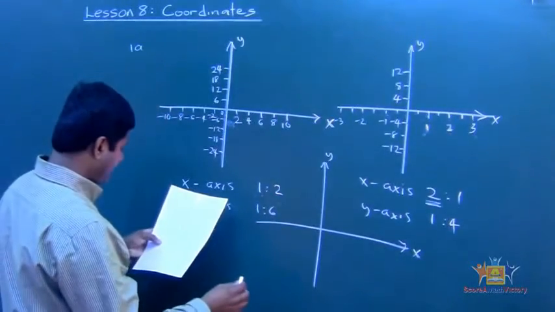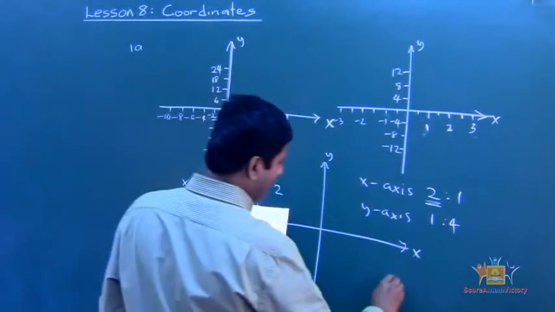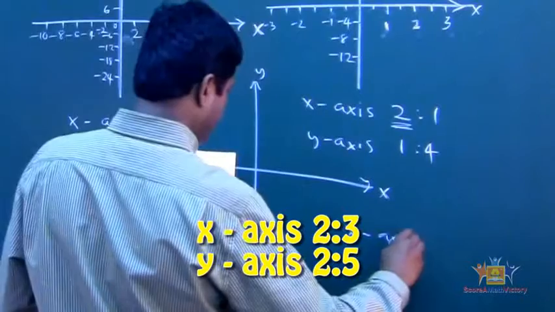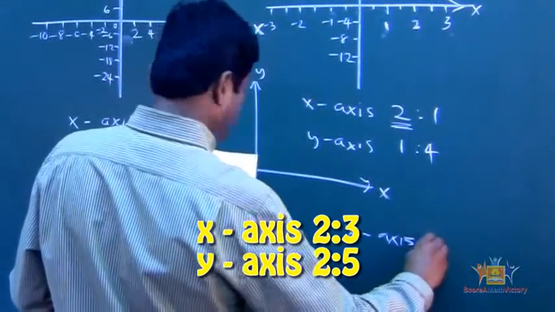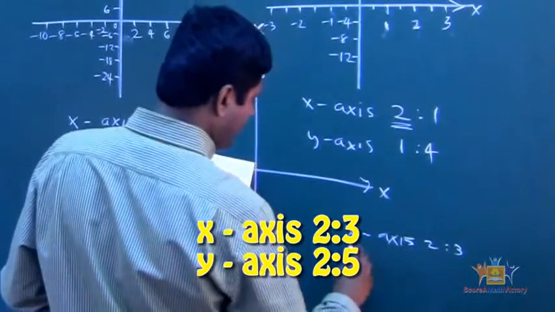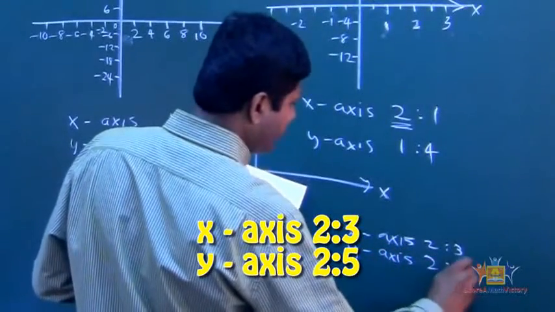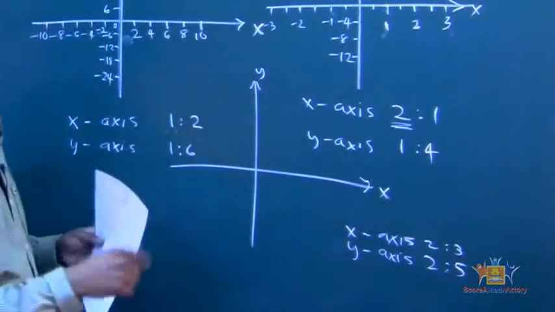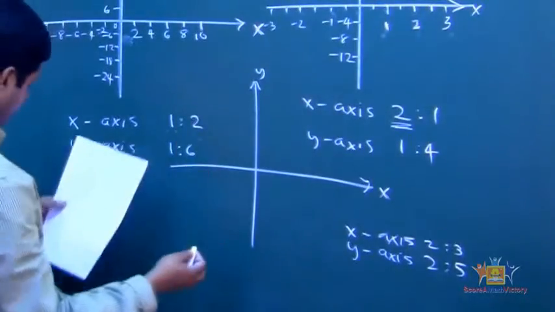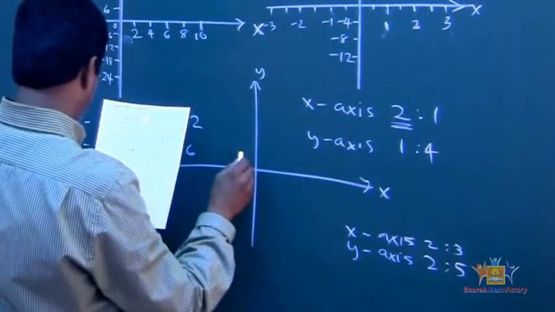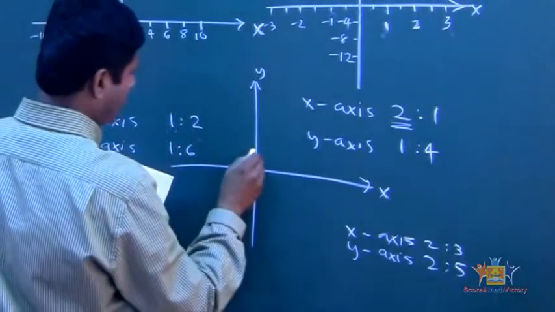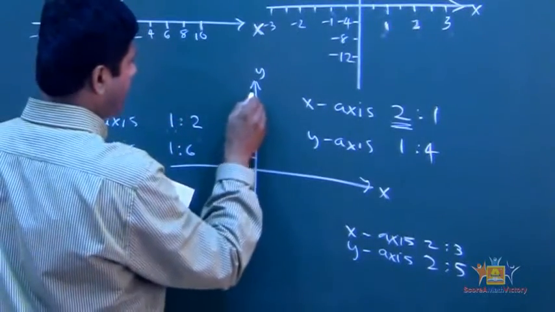The scale that was given to you is, for the x-axis, 2 to 3, and for the y-axis, 2 to 5. So 2 to 3 and 2 to 5. Alright, so let's put the scale. How many is given? 1, 2, 3, 4, 5, 6.